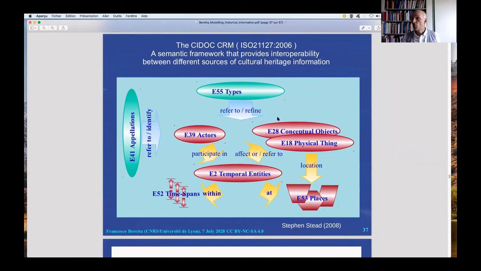You have the concept of temporal entities. You have the concept of actors, like active agents. You have the concept of physical thing, and of abstract thing, like conceptual objects. You see that these temporal entities are situated in time and space. You see that you can handle different appellations for the same thing, which is on the left, and that you can type things. So this is a very high-level foundational approach: solid, usable, interesting.